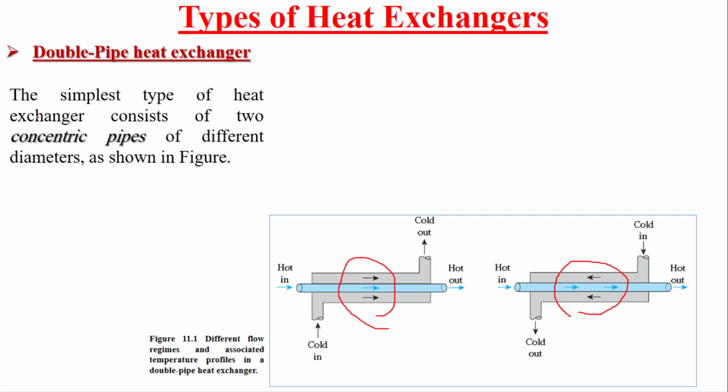The simplest type of heat exchanger consists of two concentric pipes of different diameters as shown in the figure. So why do we call it parallel flow here? Here you can see how many inlets. We have one inlet for the cold fluid, and here we have one inlet for the hot fluid. Here we have one exit for the hot fluid, and here we have another exit for the cold fluid. So actually what happens, the cold fluid is flowing over the hot fluid.